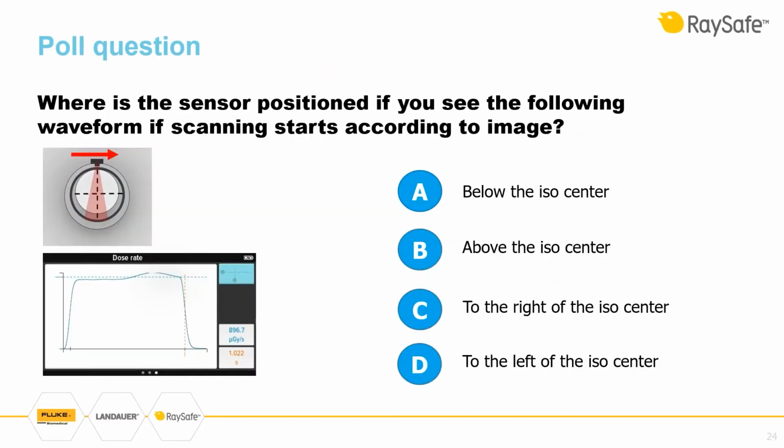And we will now try to give you a little question to see if you can interpret a waveform. The sensor has been misplaced somewhere in relation to the isocenter. The tube makes one rotation according to the direction you have received, and you have received the following waveform. So, where do you believe the sensor has been placed? Is it below, above, to the right, or to the left of the isocenter?